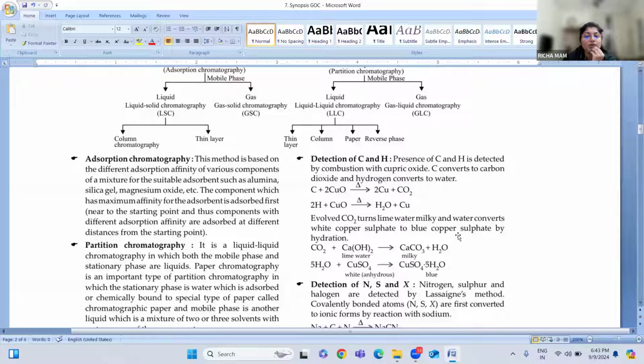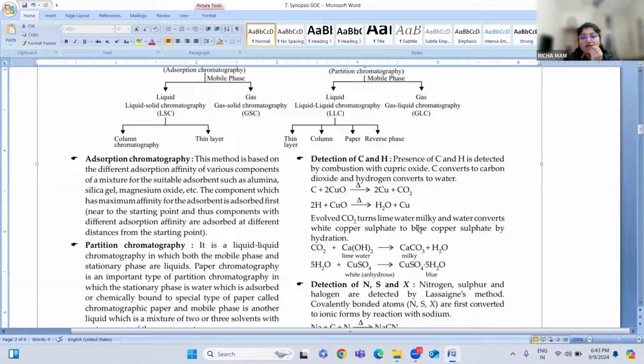Okay, and water will convert the white copper sulfate to blue copper sulfate. So if your given compound contains hydrogen, the white copper sulfate will convert into blue color. So this confirms the presence of hydrogen. And if your lime water turns milky, this confirms the presence of carbon. So carbon is converted into carbon dioxide gas and hydrogen is converted into water. So there is a presence of hydration.